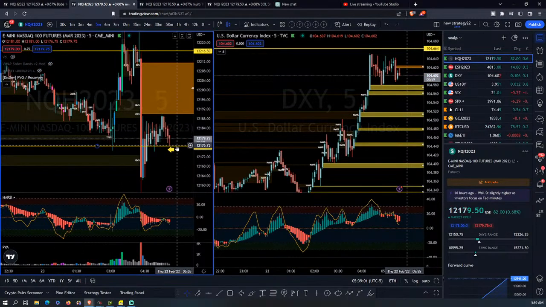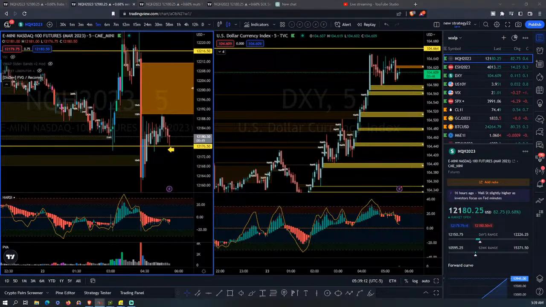I just did a long on this level, and my stop loss was really tight. I tapped it though. I shouldn't have trailed it a little too tight, and now it just broke up above. You know, so go figure.